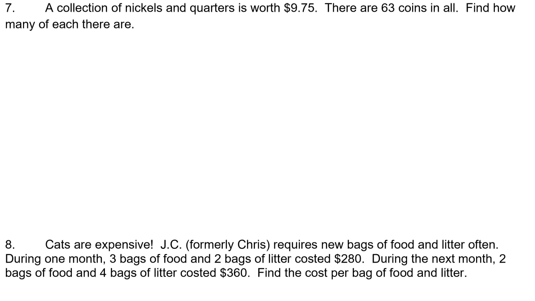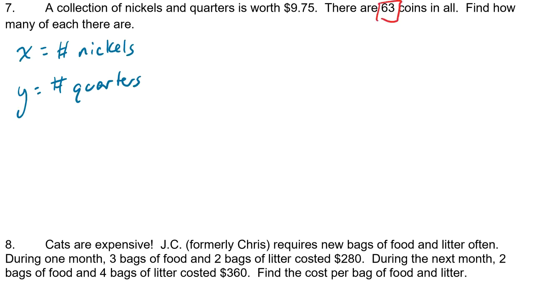All right, number 7. A collection of nickels and quarters is worth $9.75. There are 63 coins in all. Find how many of each there are. So let's let x be the number of nickels and y be the number of quarters. So the first equation I'm going to do is the 63 coins in all. That one's the easy one. It's just going to be x plus y equals 63.